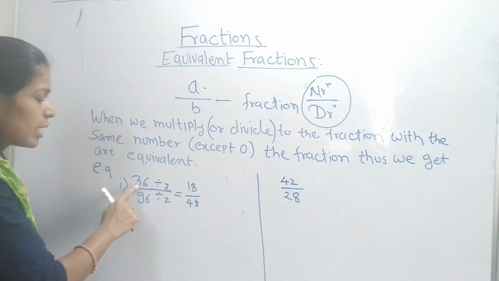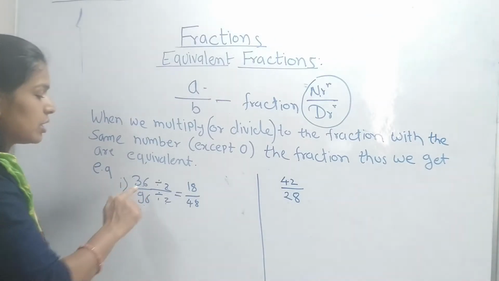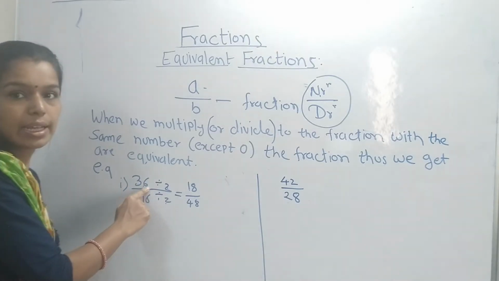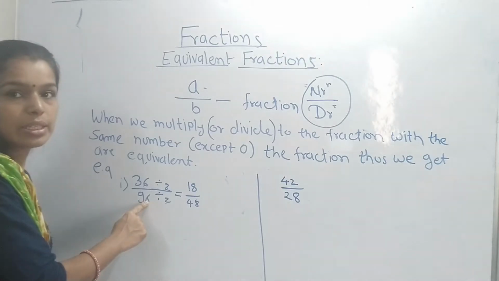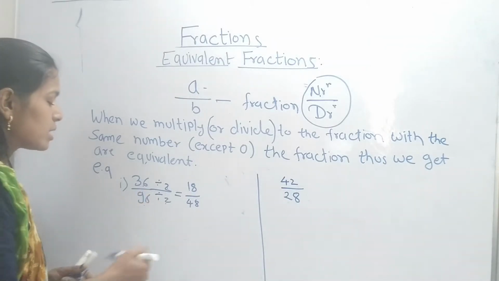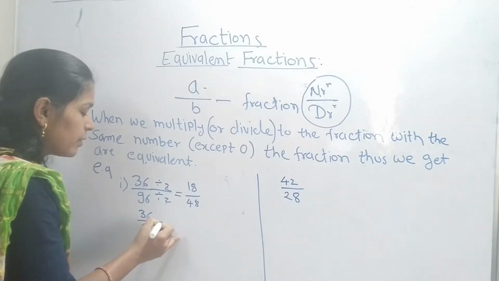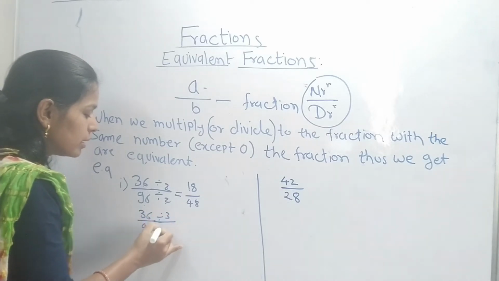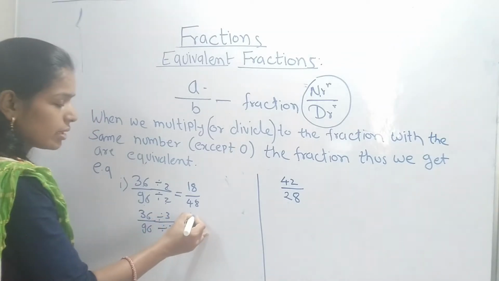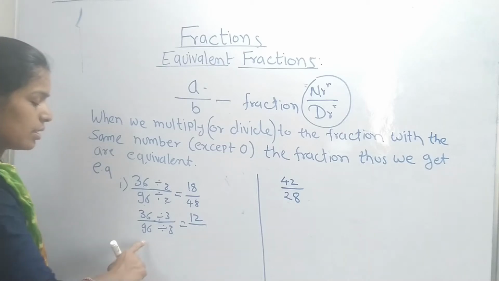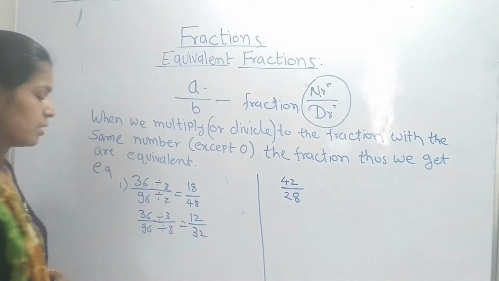Now see here, again this 36 and 96, can this be divisible by 3? You can check here. 3 plus 6 is 9 and 9 is divisible by 3. 9 plus 6 is 15 and 15 is divisible by 3. So let's divide this by 3 also. 36 upon 96, divide both by 3. Both are divisible by 3. The numbers you will obtain: 12 threes are 36. And if you divide 96 by 3, you will get 32, since 3 twos are 6.